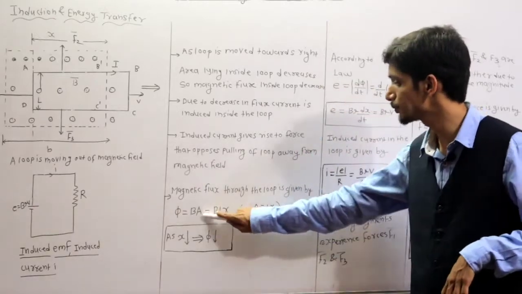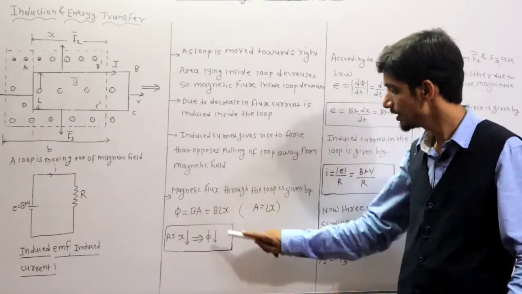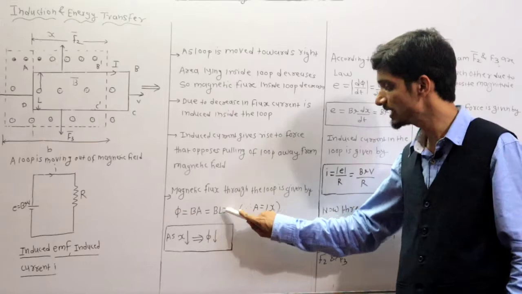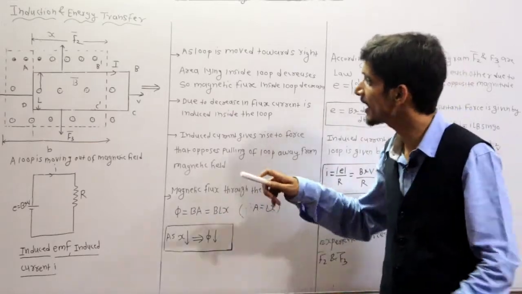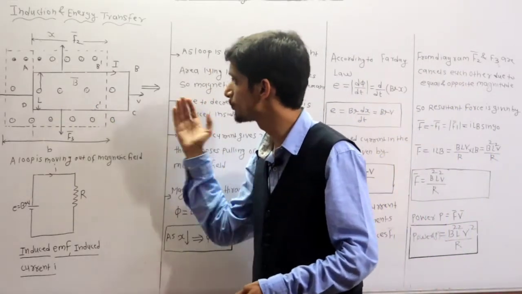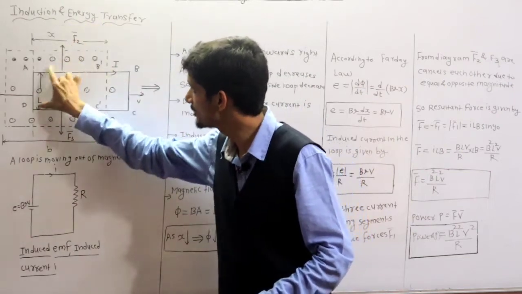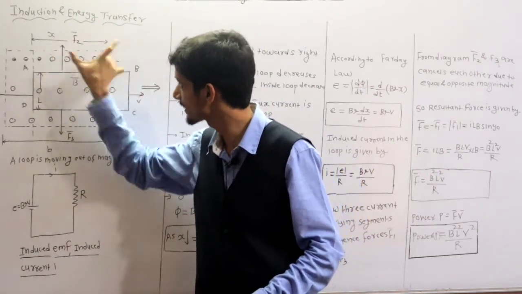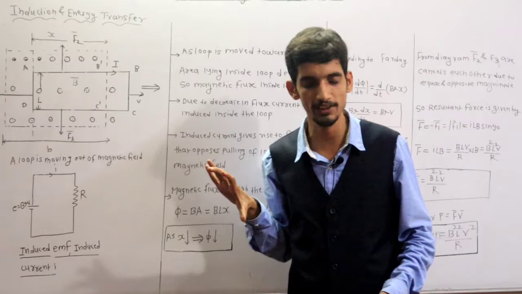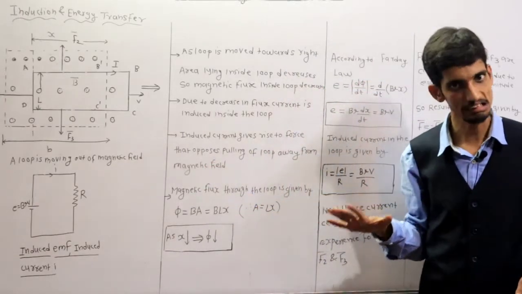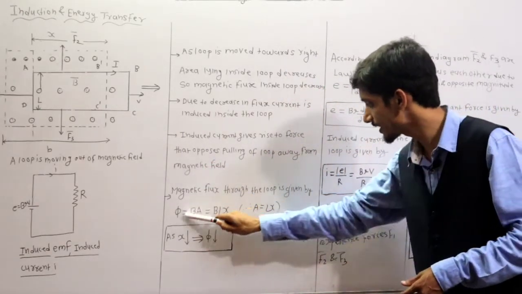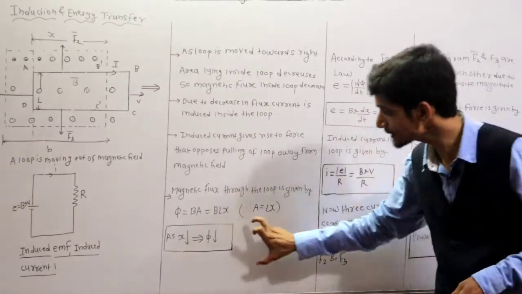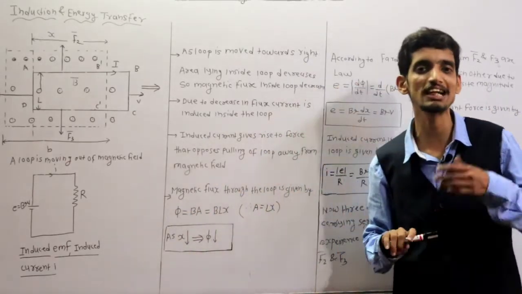That's why flux is equal to only BA, where A is L into X. What is the area swept by the loop when it is moved? L into X. It is the area of the loop. Clear? So phi is equal to BLX. This is an important point, so I have put it inside the box.